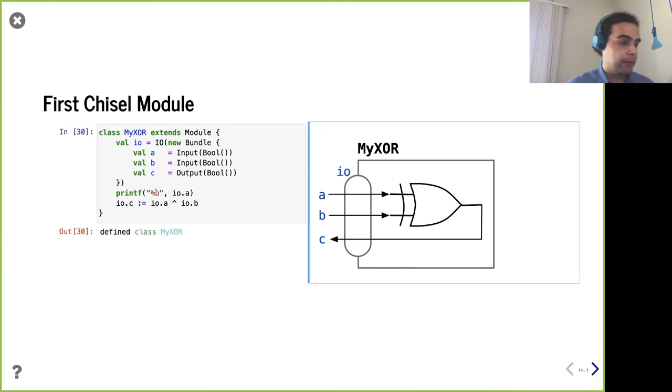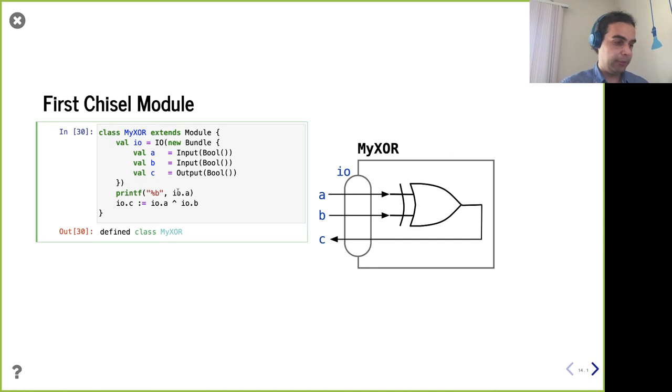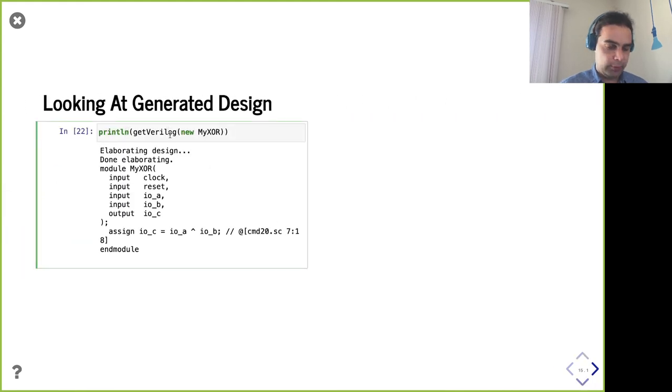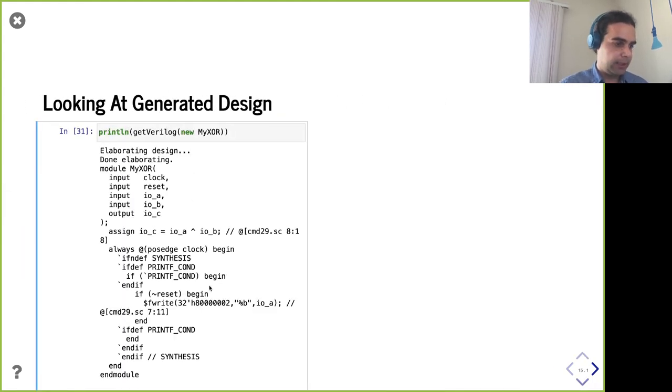Now, here's a good point, right? We defined a printf. This printf is not a Scala feature, it's a Chisel feature. We'll cover this more in a future lecture. If I go on to a future slide and rerun this, it's going to actually use the Verilog write function, which is basically a Verilog printf.